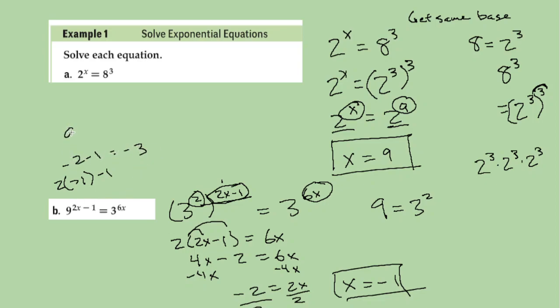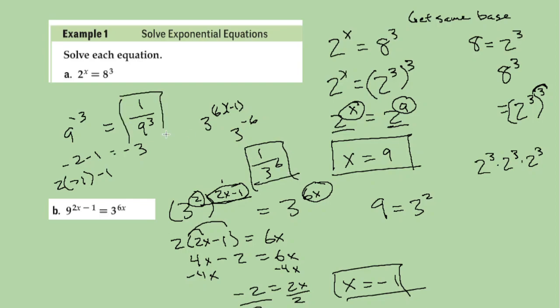So we have 9 to the negative third power, which is the same as 1 over 9 to the third. And then if you have 3 to the 6x power, with x being negative 1, it's 3 to the 6 times negative 1. So 3 to the negative 6 is the same as 1 over 3 to the 6. And 9 to the third power and 3 to the 6 are equivalent expressions of each other. They're the same thing. So it works, and this is a tried and true method.